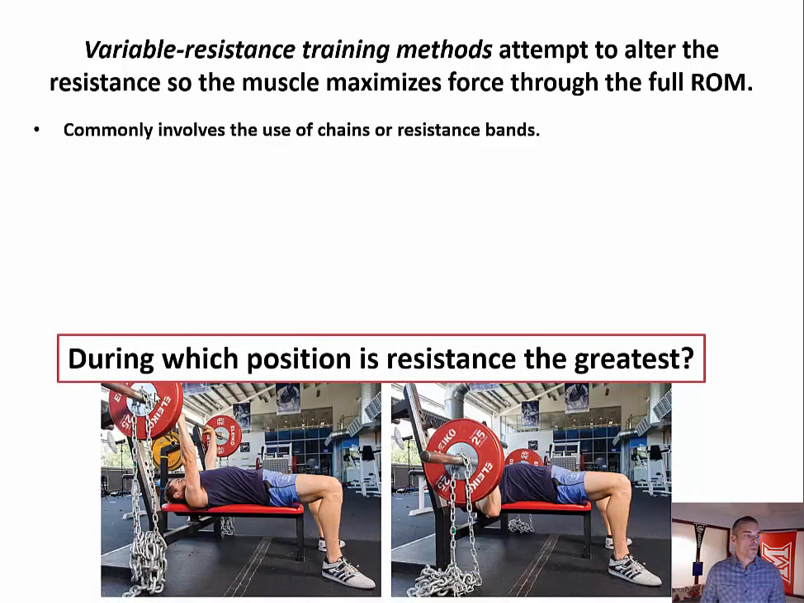So if I were to ask you during which position resistance is the greatest, you can see here during the up phase, when the arms are locked out, there's a greater resistance on the bar because now the chains are hanging off the ground, as compared to the down phase here, where the chains are basically bunched up on the ground, providing little resistance on the bar.